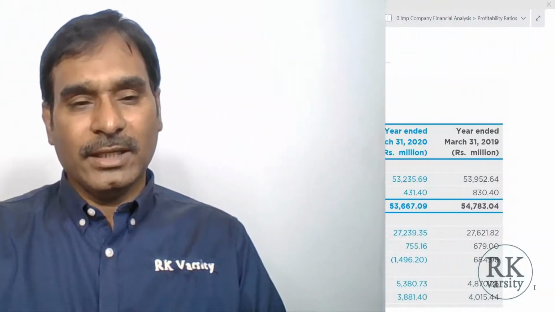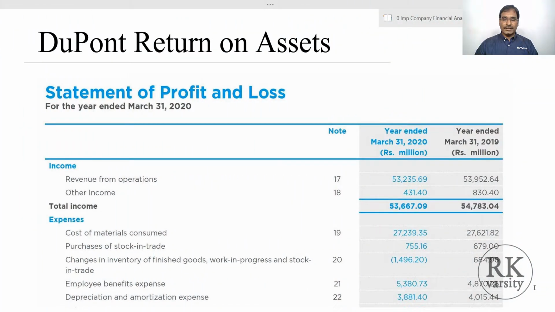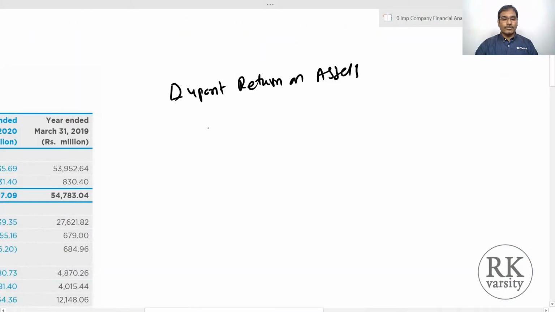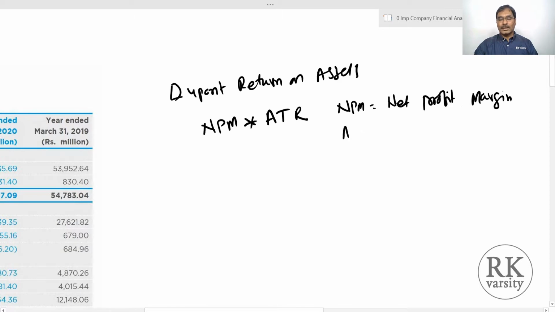To explain this ratio, I am using the statement of profit and loss account and a balance sheet of Welspun India Limited. Welspun is a textile manufacturing company in India. DuPont return on assets is a product of net profit margin times assets turnover ratio. Here NPM is net profit margin, whereas ATR is total assets turnover ratio.